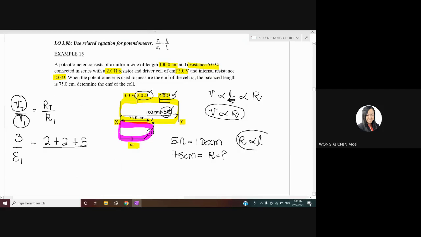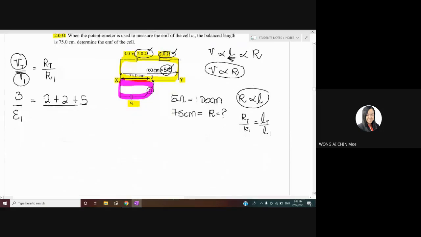We take this relationship. R total over R1 equals total length over L1. So R total is 5 ohm for this wire. The total length is 5 ohm, and 5 ohm equals 100 cm. Okay, so we want to find, let's say, 75 cm. What is the resistor for 75 cm? Okay, so we can calculate.